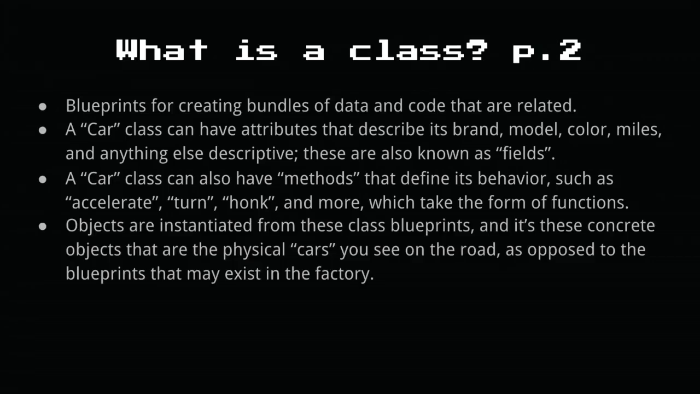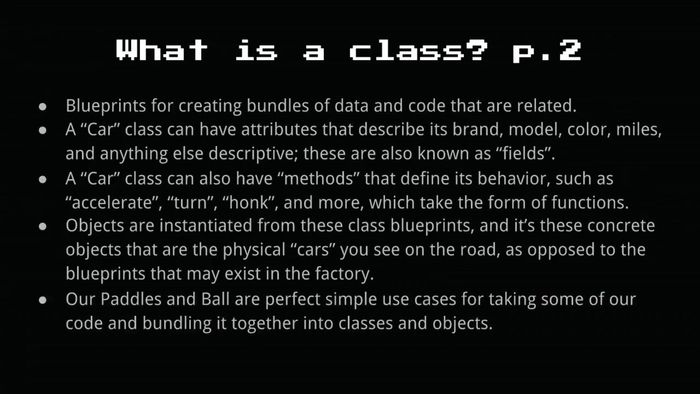And then this class is effectively a blueprint. We'll see shortly how to define a class. But in order to actually have one paddle that has its own set of data and another paddle that has its own set of data, we need to instantiate, create objects from this class, basically use this class as a blueprint, but take it to a factory and create concrete cars from the blueprint. And those are objects. And so, as seen here, our paddles and ball are perfect simple use cases for doing this.